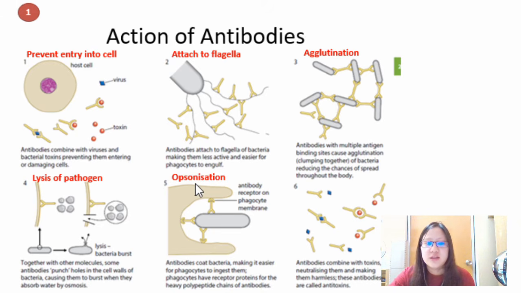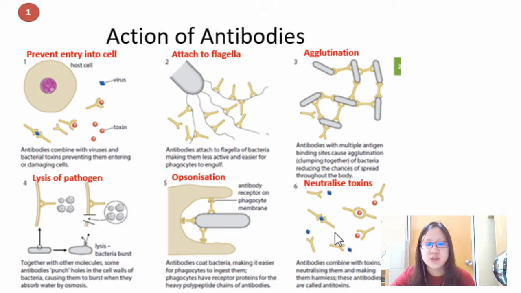Number 5, they do something called opsonization. Opsonization is the process that I described just now. The antibody would bind to the receptor of the phagocyte membrane, okay, and facilitate the engulfment of a pathogen. Makes it easier for the macrophage to find it and to ingest the pathogen.